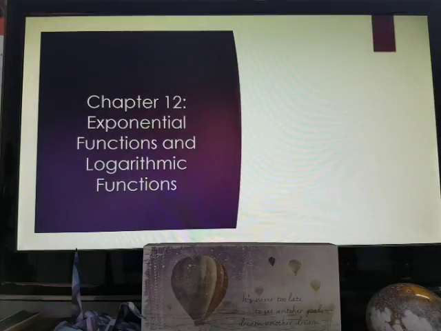So chapter 12 is on exponential functions, logarithmic functions. Today we're just going to go through 12.1. There's quite a bit of information there, so I want to make sure we really drive this home, and I will give you a short assignment based on 12.1 that you can work on in the next week.